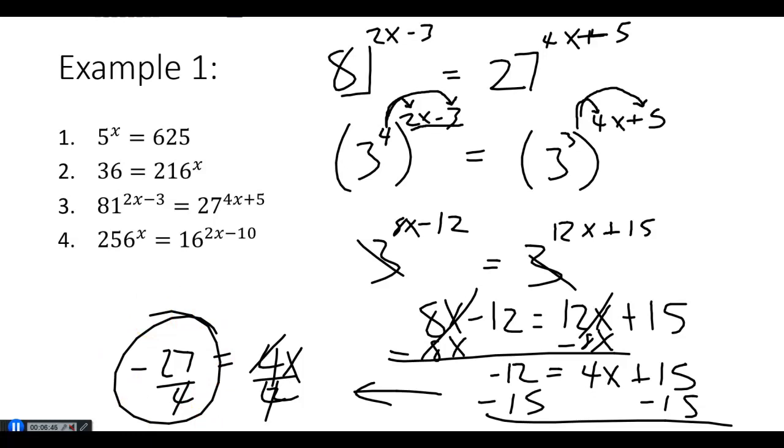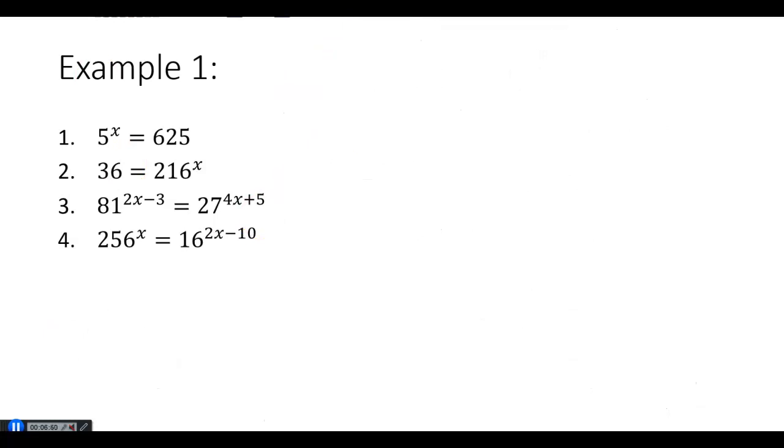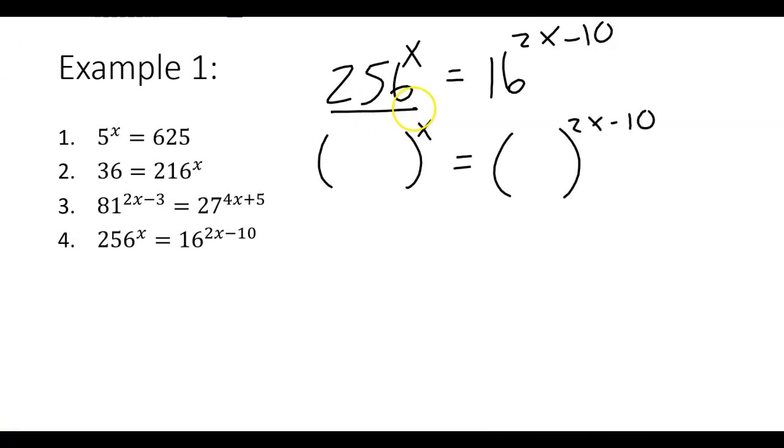Okay. Let's go ahead and do one more here. Let's do number 4 just to kind of drill it home. So we have 256 to the x power is equal to 16 to the 2x minus 10. All right, so what column has a 256 in it, and it also has a 16? That's going to be the column with a 2 in it. So 256 is 2 to the 8th power, and 16 is 2 to the 4th power. So now I've got these common bases.